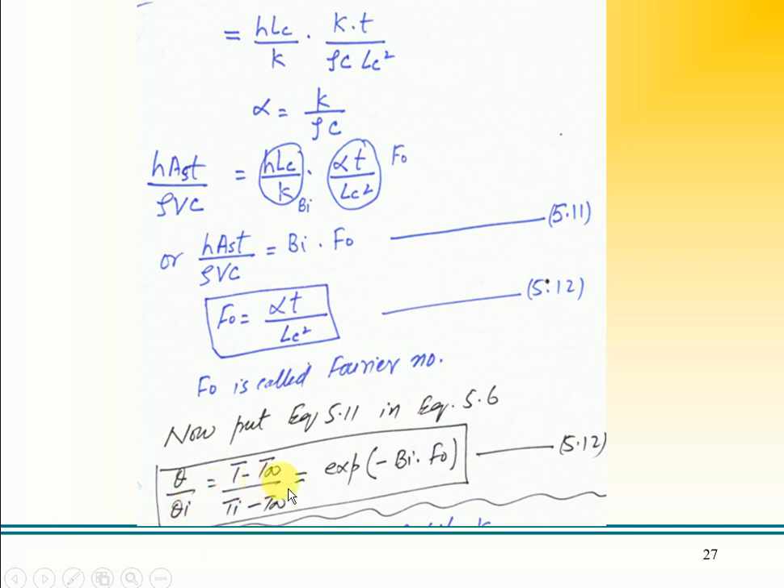So it's very simple. Theta by theta_i, equal to T minus T infinity over T_i minus T infinity, is exponent of minus Biot number times the Fourier number. This is another relationship in terms of both of them, the Biot number and the Fourier number, which are dimensionless numbers.